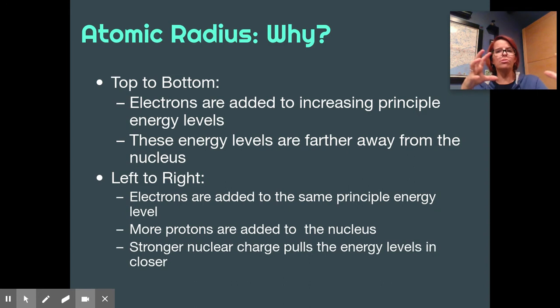So that pulls those electrons that are all in that one shell closer and closer together until there's no more space. That radius has gotten so compact, that atom is so tiny, there's no more room for another electron.